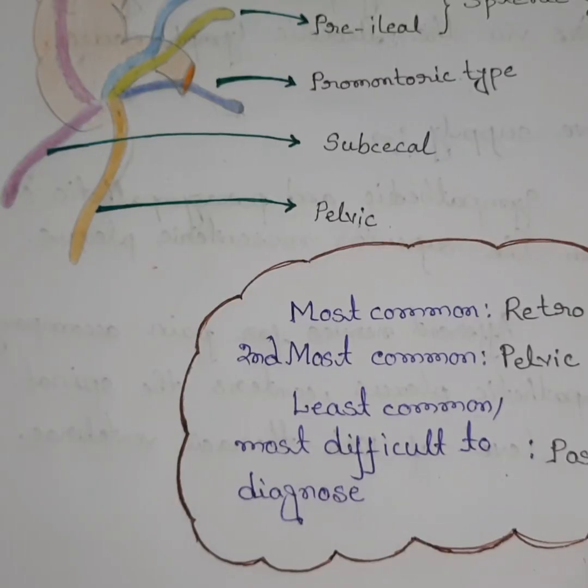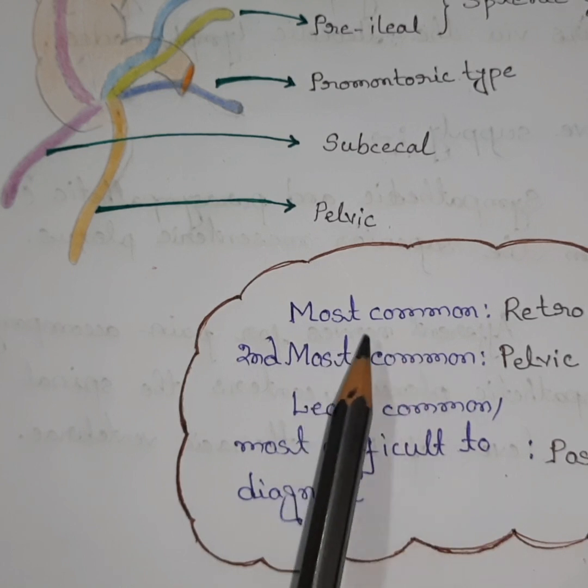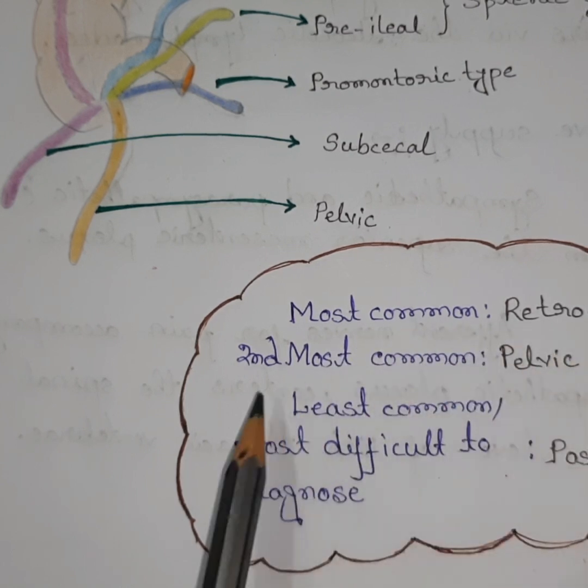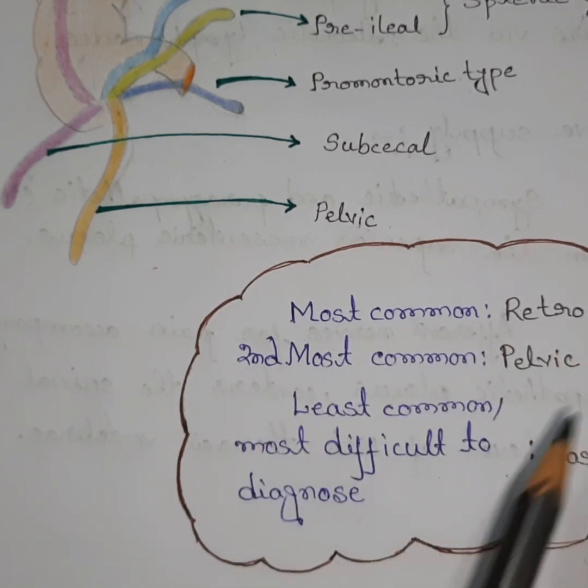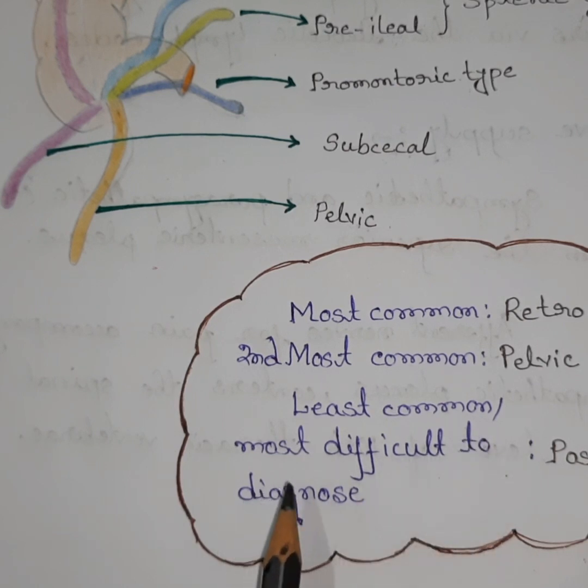Now we will know the most common position of the appendix. Most common is retrocecal, and second most common is pelvic type, and the least common, or most difficult to diagnose, is post-ileal.